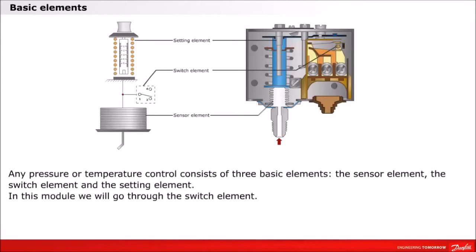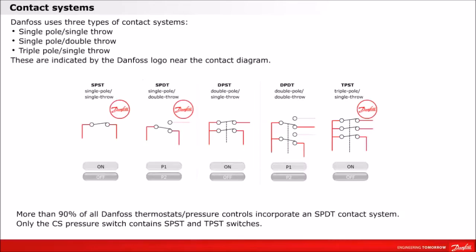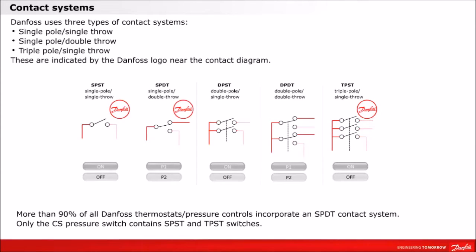Any pressure or temperature control consists of three basic elements: the sensor element, the switch element, and the setting element. In this module, we will go through the switch element. There are a number of contact systems available in the industrial marketplace. Danfoss uses three types: single pole single throw, single pole double throw, and triple pole single throw. These are indicated by the Danfoss logo near the contact diagram.